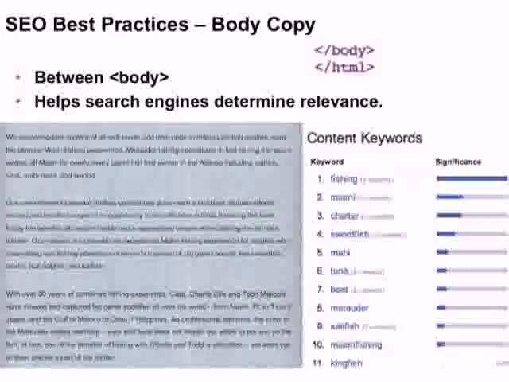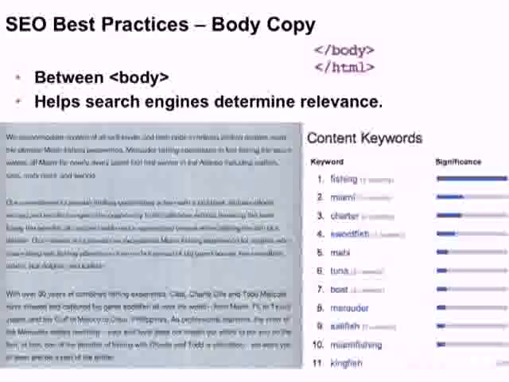I pulled this from Google Webmaster Tools, and this is the type of keywords that they're seeing on our site, which are all obviously fishing related. We have good context, we have good relevance with our content keywords here, and that's what we're looking for with what we write in our body copy.